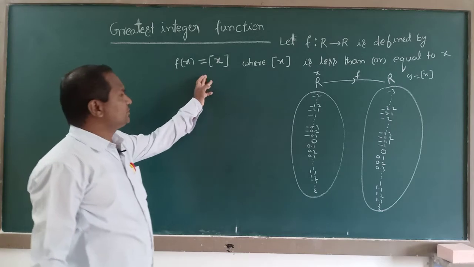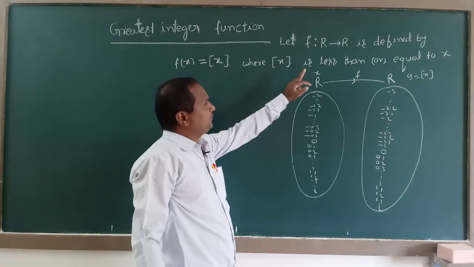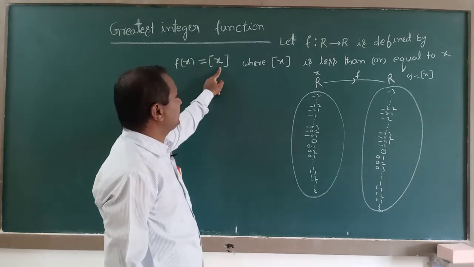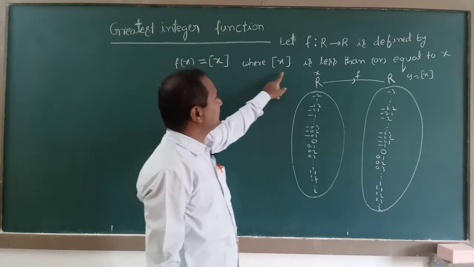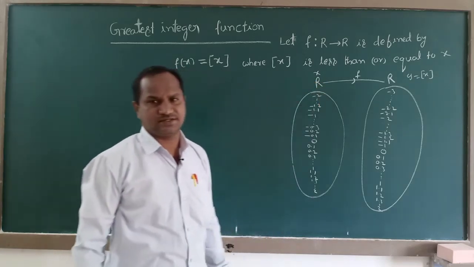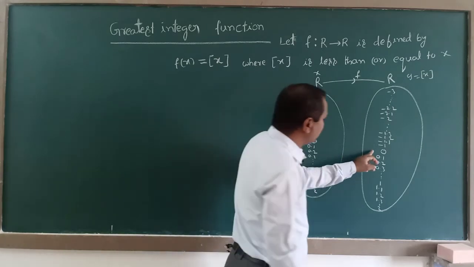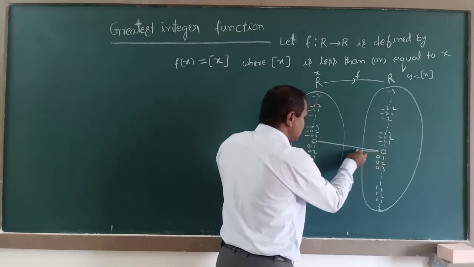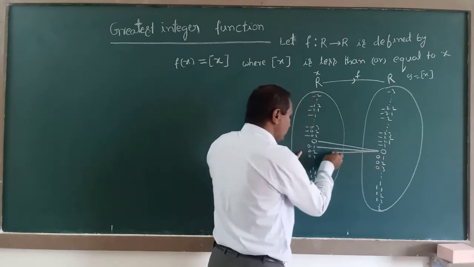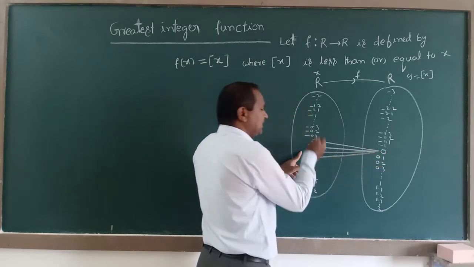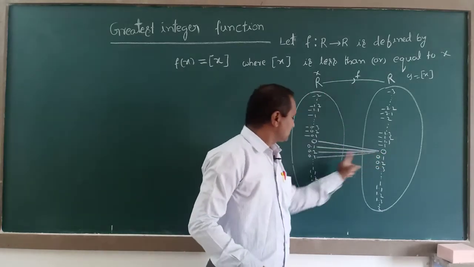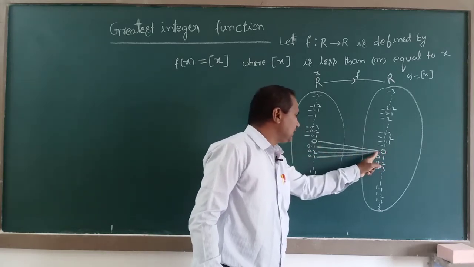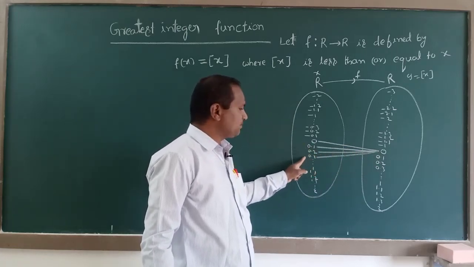Already we have the definition: let f map from R to R be defined by f(x) = [x], the greatest integer less than or equal to x. When you are selecting this function value, 0 is equal to 0, and 0 is less than 0.1, 0 is less than 0.2, 0 is less than 0.3, like that. You can observe that the function value 0 is equal to 0 or less than all these numbers.